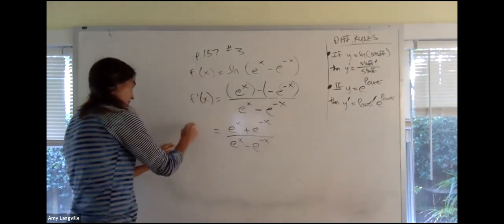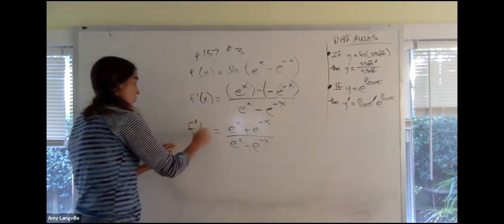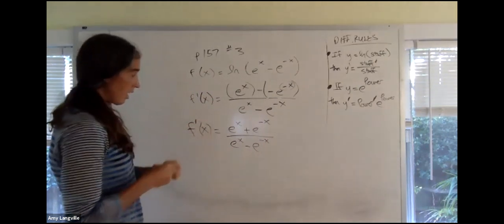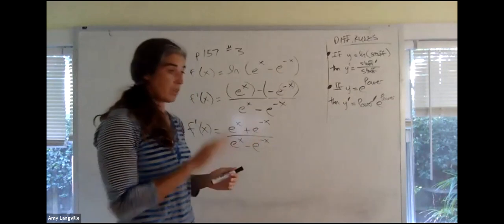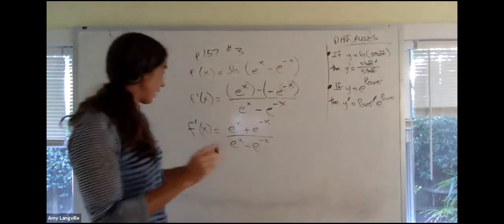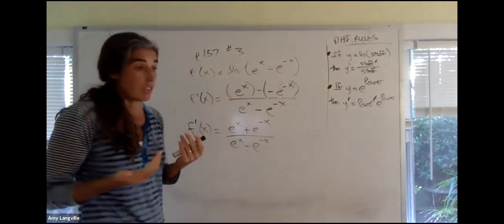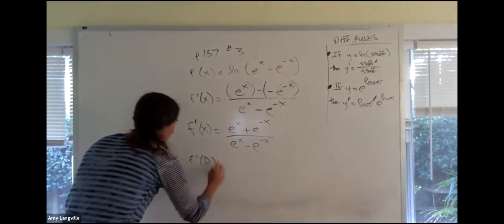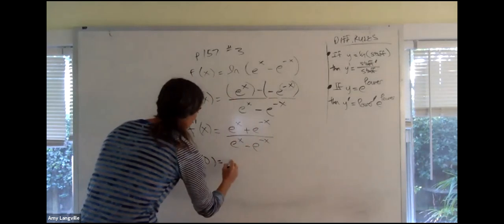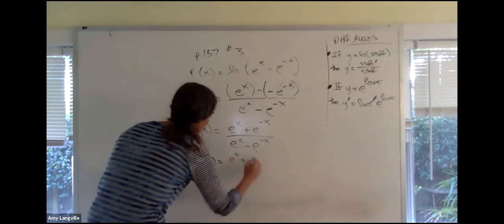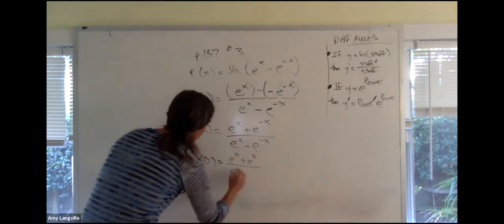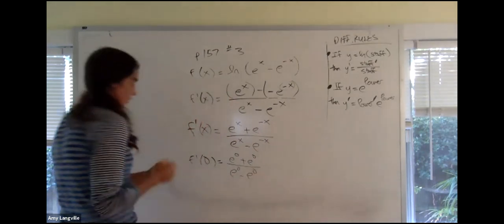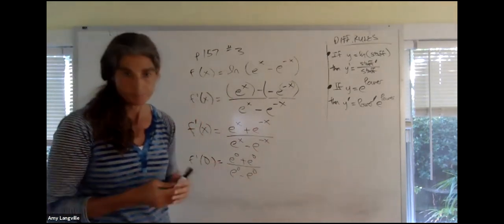That is a function that when you plug in a value for x, it spits out how steep you are on the graph exactly at that point. So if I was interested in what is the derivative at 0, I would plug in 0 for x. I get e to the 0 plus e to the 0 over e to the 0 minus e to the 0. All right, so you just plug in the value, that works. All right, thank you.